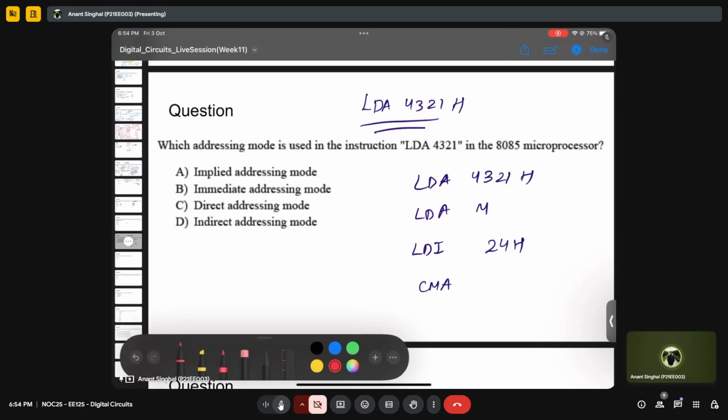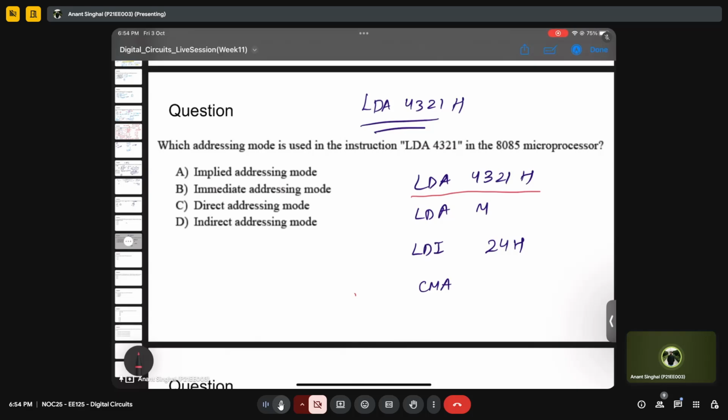So in each of these operations, what is happening? In this line, LDA means load the accumulator, right? So the accumulator will get directly loaded with this 4321 value. So this is a direct addressing mode.